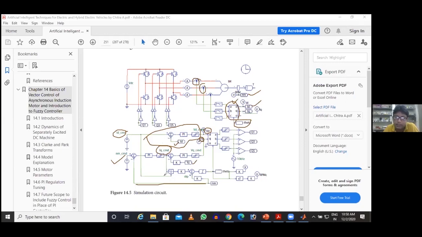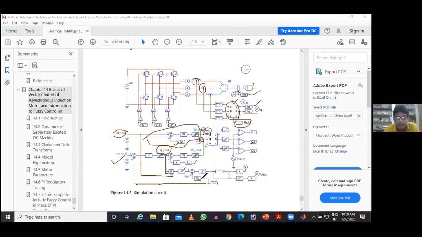What is the theta? What is omega slip? Omega slip is 1 by tau R into ISQ by ISD. So you see, I have taken the ISQ and this is the ISD. This value is the inverse rotor time constant. After that, I am adding the RPM with that.